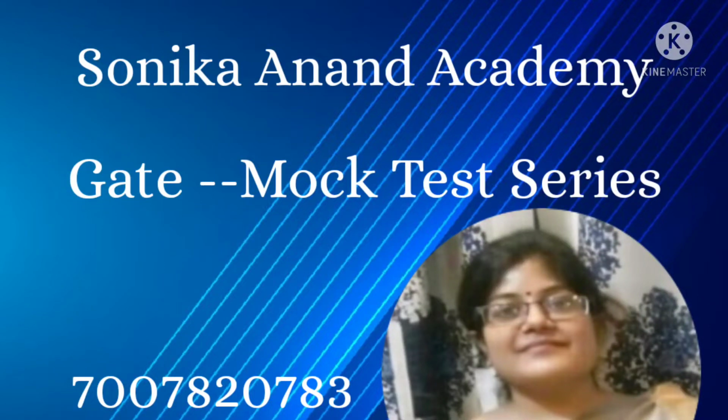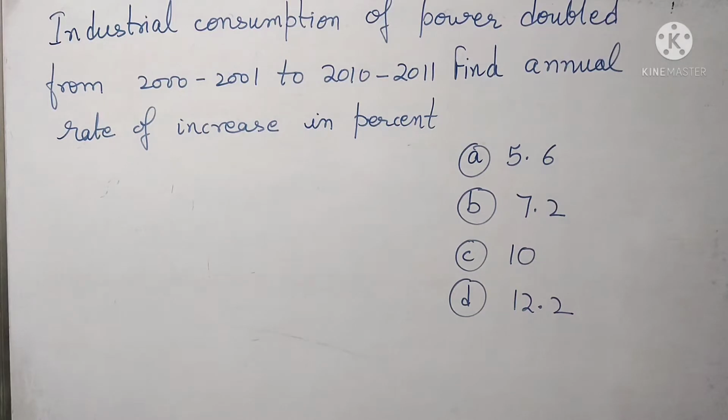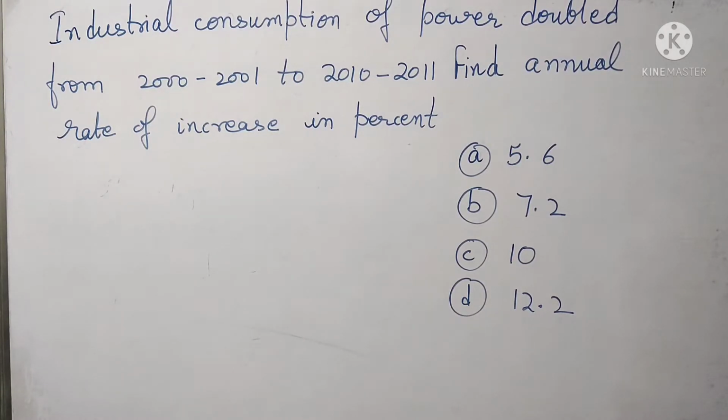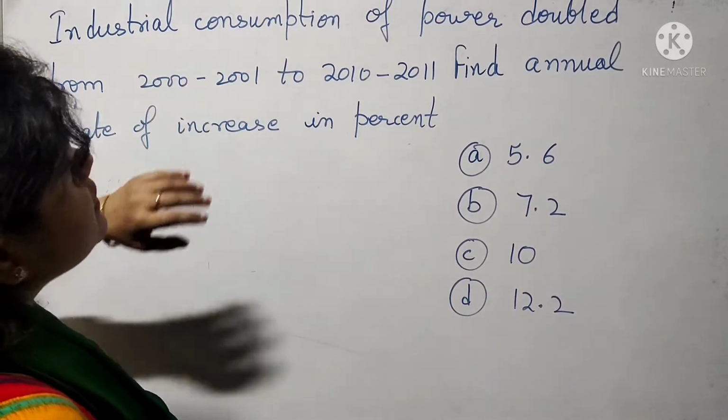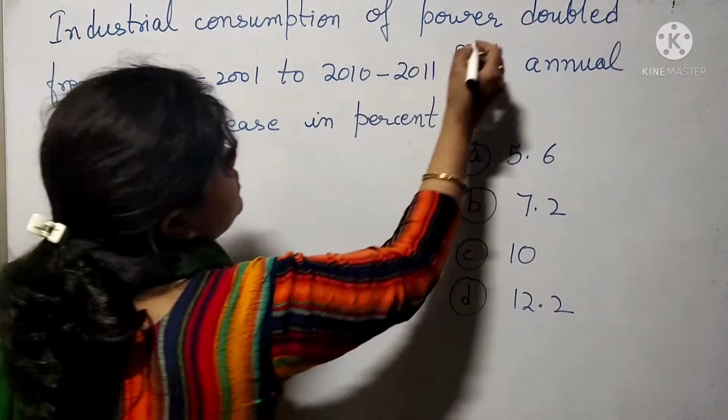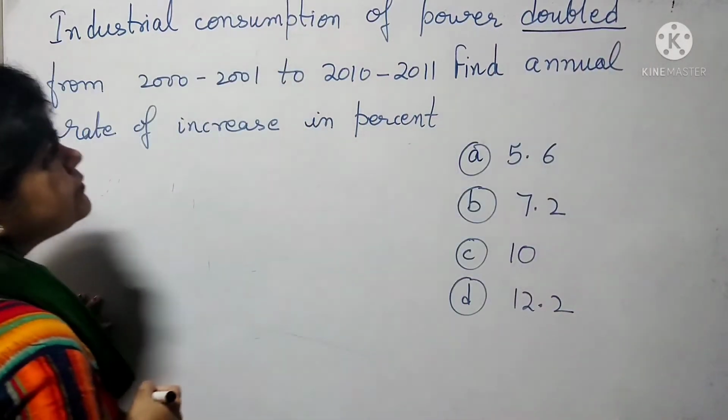The question is: industrial consumption of power doubled from 2000 to 2010. Find the annual rate of increase in the percentage of the power. So here we can easily see that consumption of power becomes doubled.